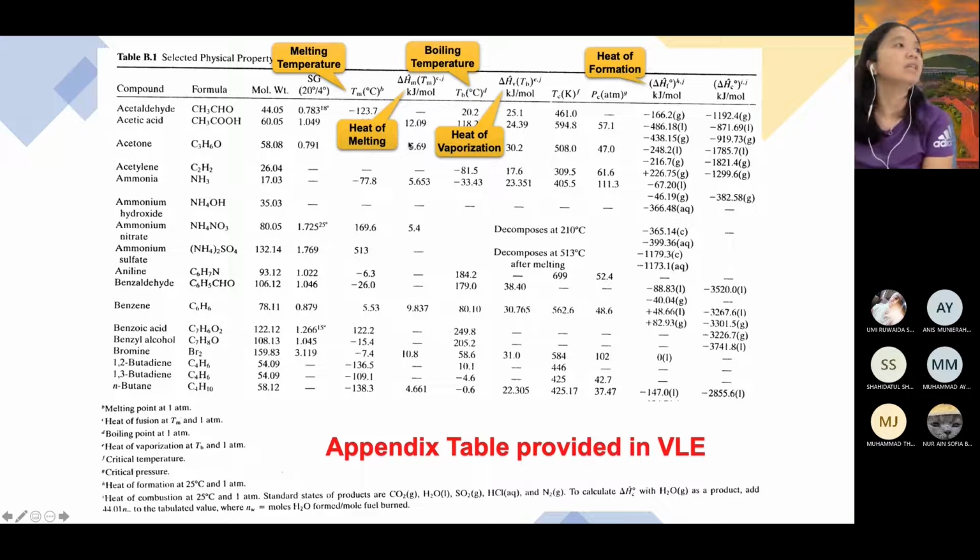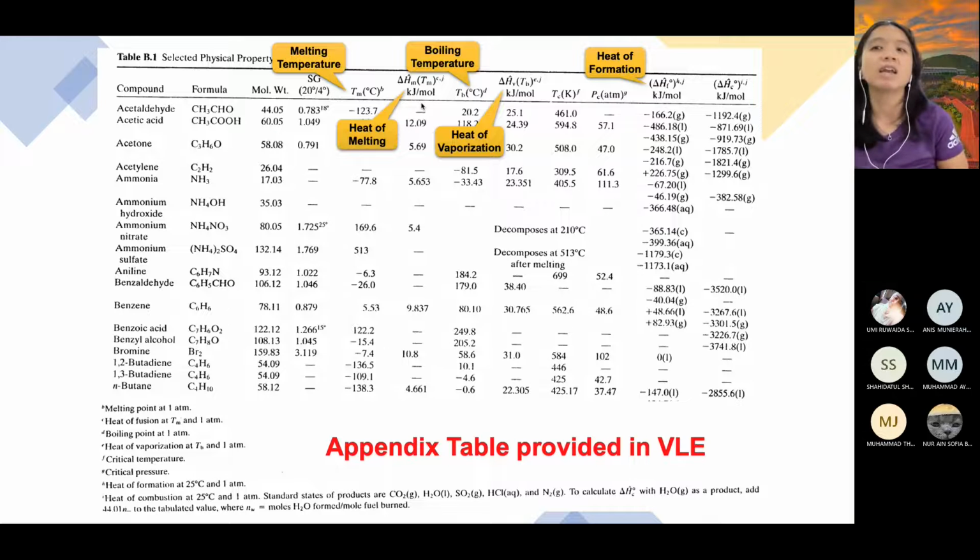Katakan contohnya saya ambil ammonium nitrate. Melting temperature dia 169.6. Heat of melting dia 5.4 kJ per mole. Maksudnya, untuk compound ni, for ammonium nitrate to melt at 169.6 Celsius, it needs the energy of 5.4 kJ per mole. Itu kita panggil heat of melting.